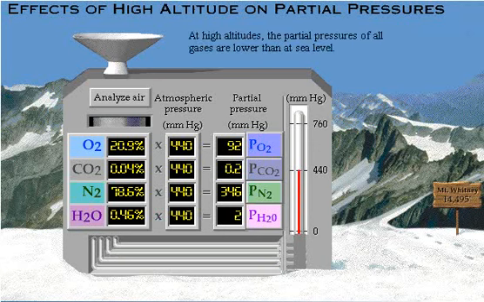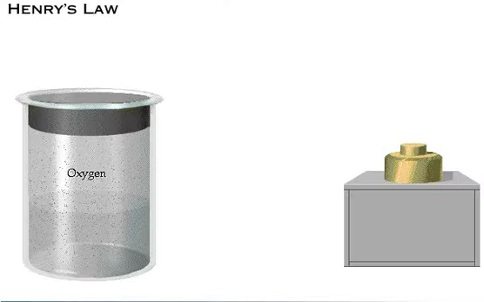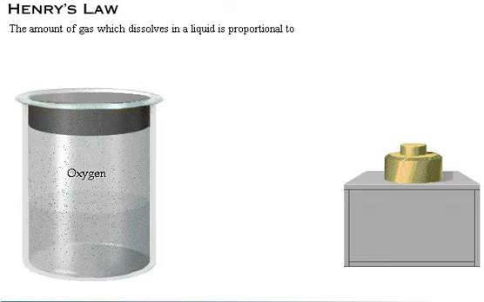As you can see, at high altitudes, the partial pressures of all gases are lower than at sea level. Within the lungs, oxygen and carbon dioxide diffuse between the air in the alveoli and the blood, that is, between a gas and a liquid. This movement is governed by Henry's law, which states that the amount of gas which dissolves in a liquid is proportional to both the partial pressure and the solubility of the gas.